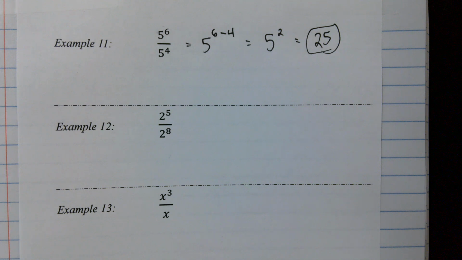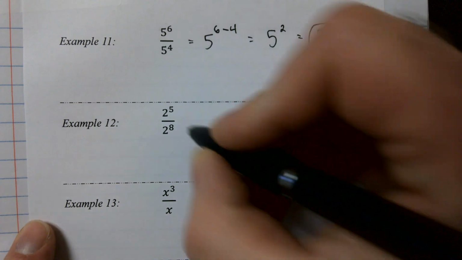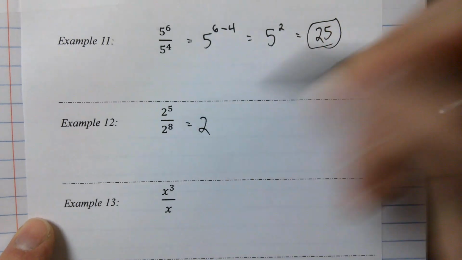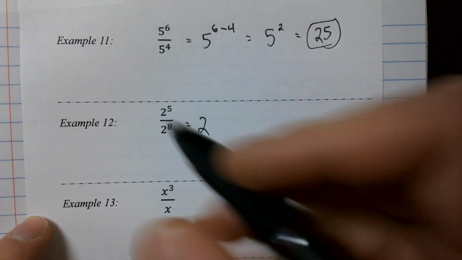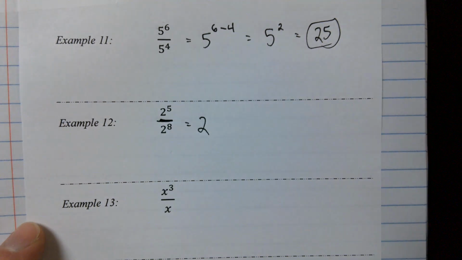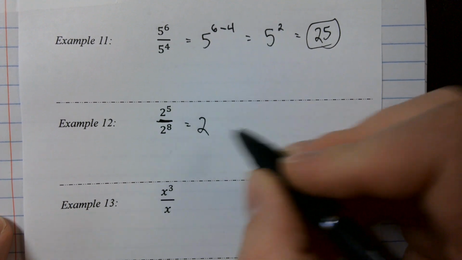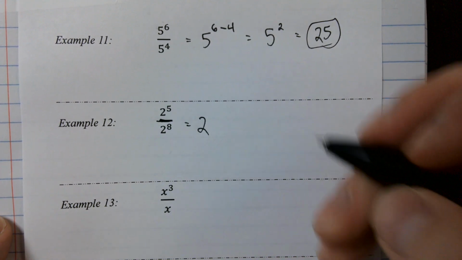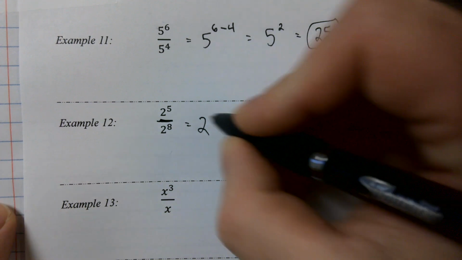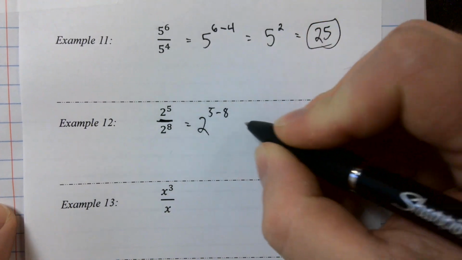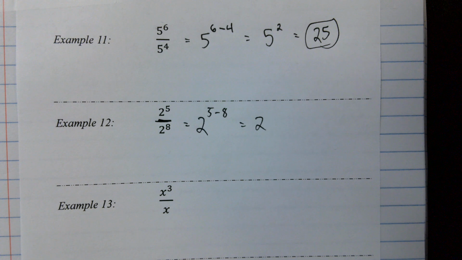Now, in example 12, what's my base in example 12? 2. Very nice. I see that I'm dividing these bases, so then I subtract. What am I going to subtract from what? Subtract the 5 that's on the top. So what's my exponent up here going to look like? Blank minus blank. 5 minus 8. Exactly. Top minus bottom. But what is 5 minus 8?